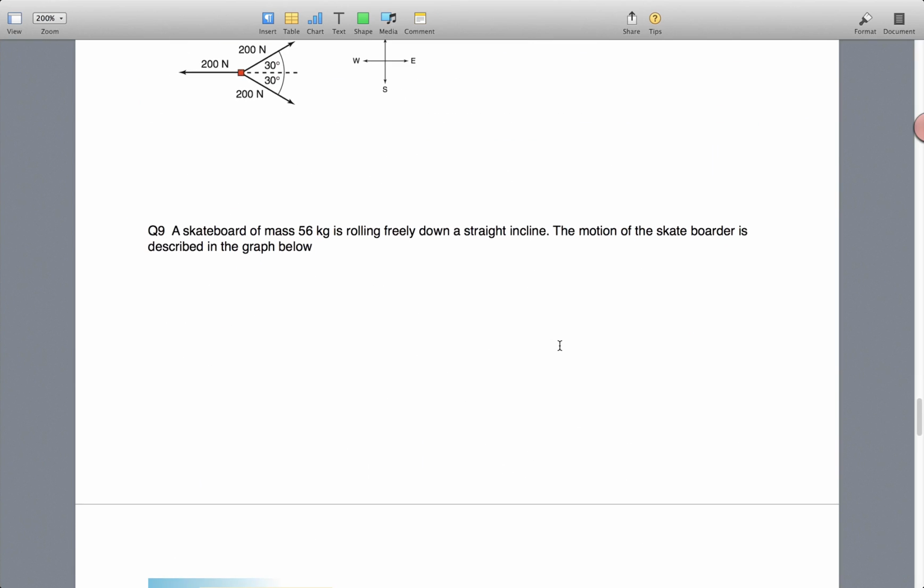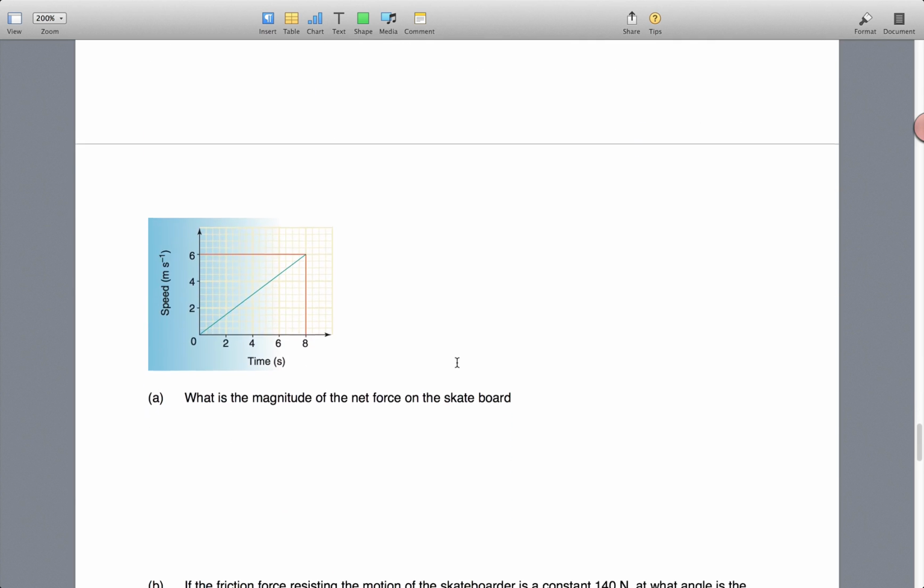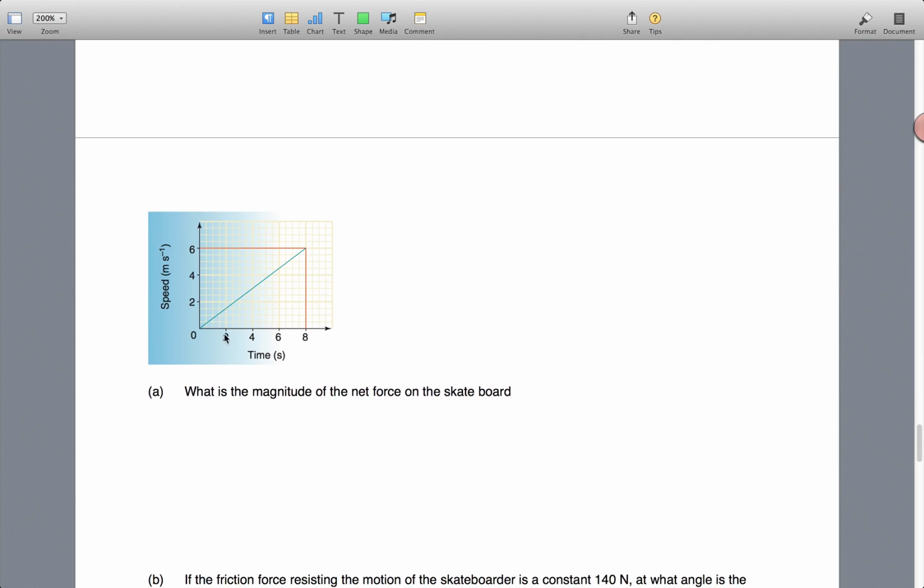Okay, question 9. A skateboard of mass 56 kilograms is rolling freely down a straight incline. The motion of the skateboarder is described in the graph below. Righto, what have we got here? We can see their speed's increasing at a constant rate. Look at that, a constant rate. This is a speed time graph.